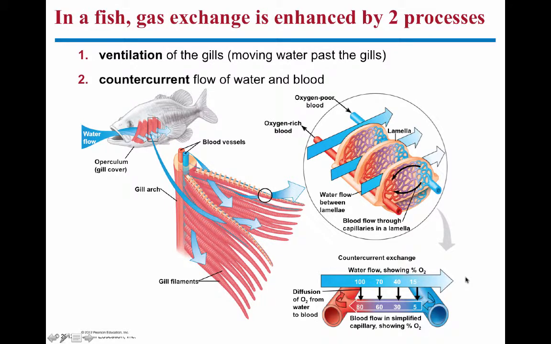If you flip this arrow around and the water and the blood were flowing in the same direction, by the time you got to 50%, you'd have 40% in the water and 60% in the blood, and your oxygen would start flowing from the blood back into the water. So it's important because it just sets up a situation where your low oxygen blood and your low oxygen water are near each other, and your high oxygen blood, high oxygen water are near each other. And it increases the efficiency and amount of oxygen that can get into the blood.